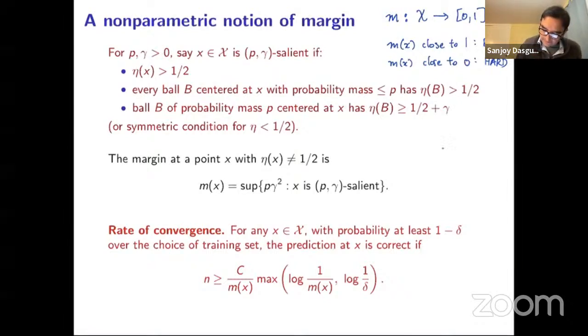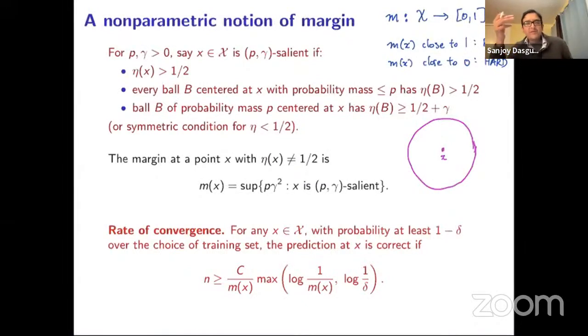For any given point x, let's look at a ball around x. As usual, when we're talking about balls with nearest neighbor, what matters is not the radius of the ball but the probability mass of the ball. Everything is probability masses. Now let's say x has a label of 1, without loss of generality. We'll say that it is p-gamma salient if every ball around it whose probability mass is less than p has the same average label. Okay, so this is the average label in the ball.